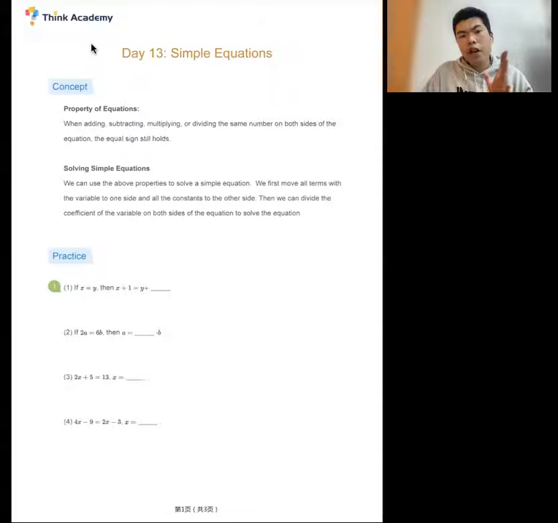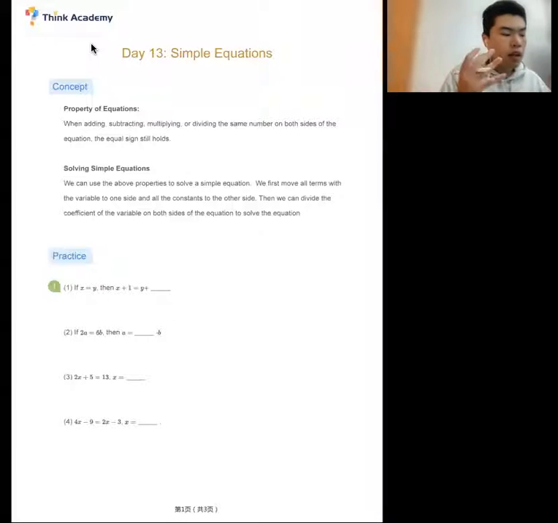The reason why we are learning algebra, using letters to represent numbers or other things, is because we want to use equations. With equations, we can write down the equations based on any conditions, and then we can just solve for the variables. Okay, so that's why we need to learn all of this algebra.